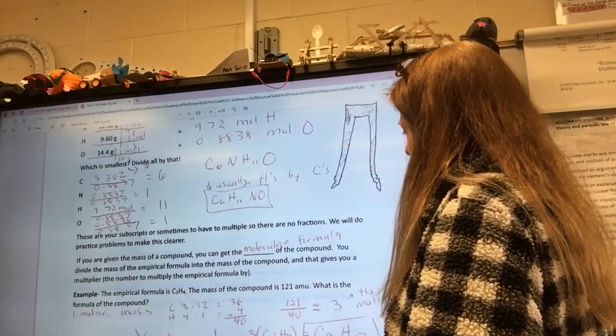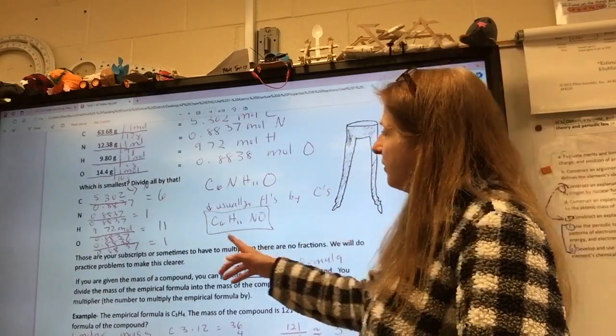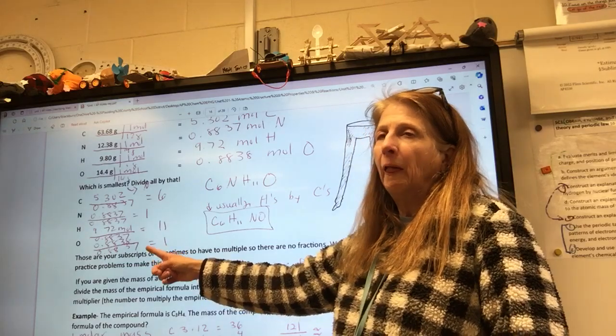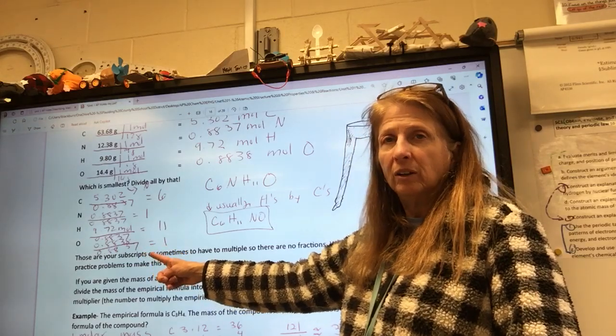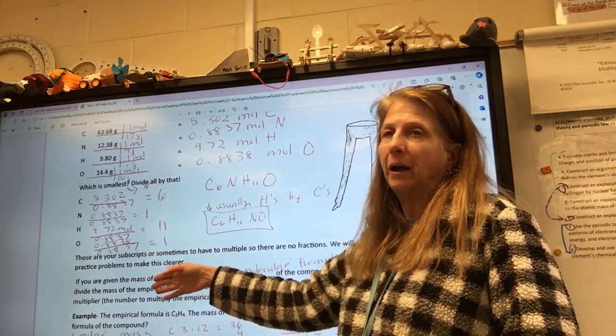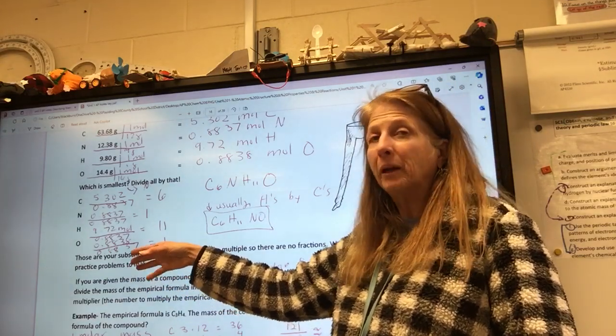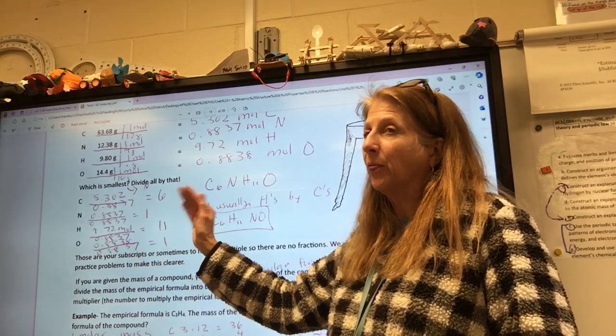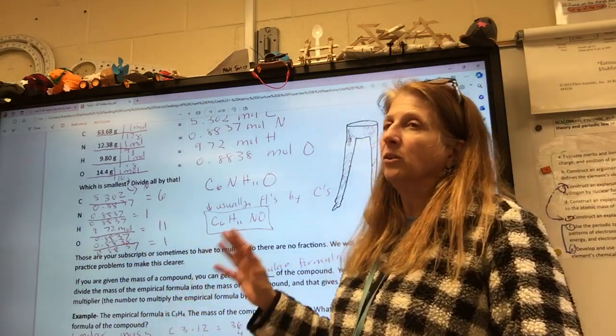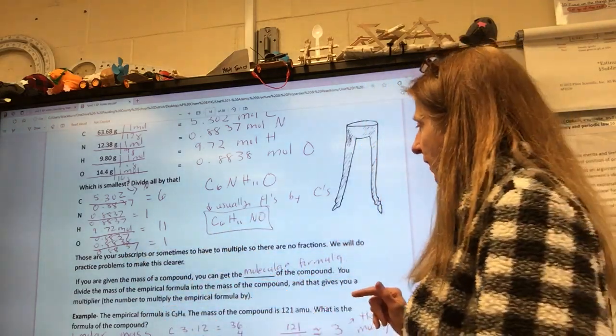So those are your subscripts. Now, sometimes this does not come out as whole numbers. They'll come out as a half, as a 0.5, and you multiply everything by 2. Okay, in college, sometimes it might be a 0.3 where you have to multiply everything by 3. But in high school and probably on the AP, you wouldn't have to do that.